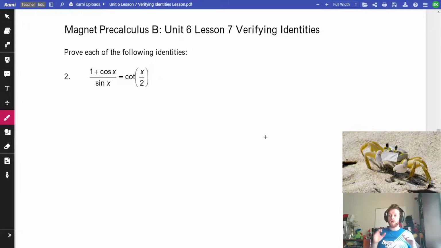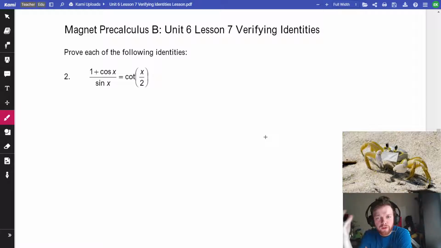All right, we need to turn 1 plus cosine x over sine x into cotangent x over 2. Initial thoughts. I see the cotangent half angle formula. Oh, I think I just saw it. If you know all your identities in your brain, this is actually a pretty simple one. Let me think for a second. I need to turn 1 plus cosine x over sine x into cotangent x over 2. I think this is going to be pretty quick.